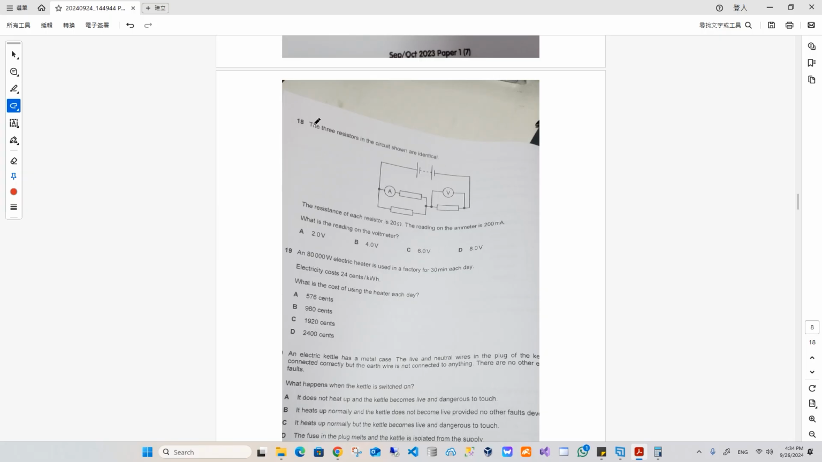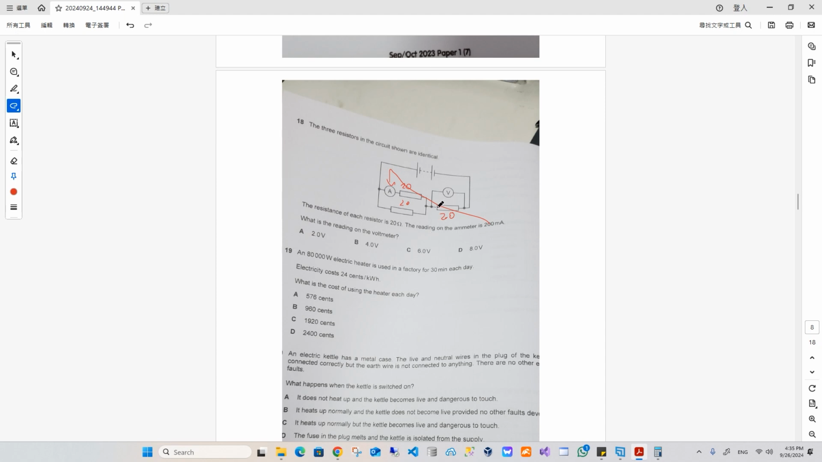Okay, guys, be careful. The three resistors in the circuit are like this. The resistance of each resistor is 20 ohm, 20 ohm, 20 ohm, 20 ohm. The reading of the ammeter is 200 mA. What is the reading at the voltmeter? Never mind about it, okay, get the voltmeter.